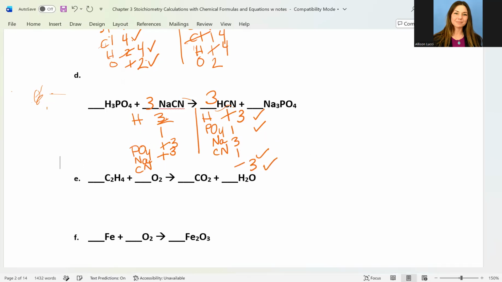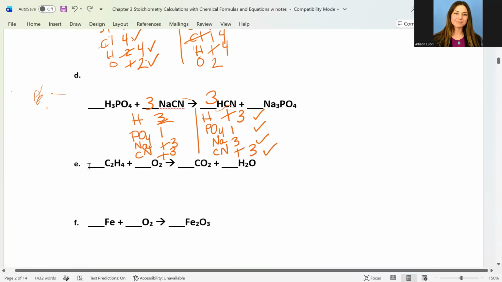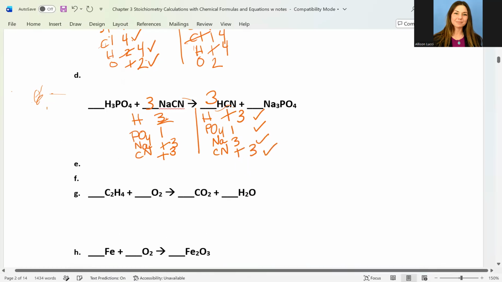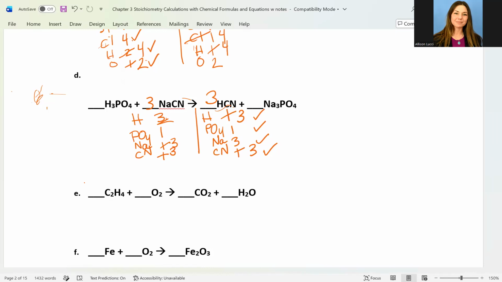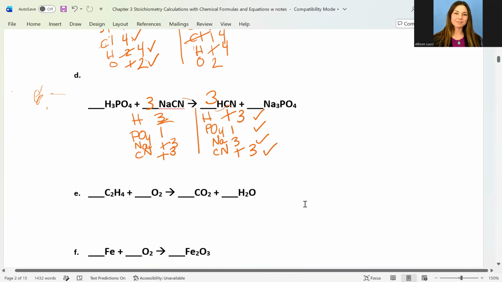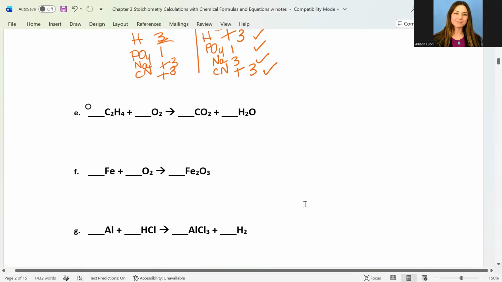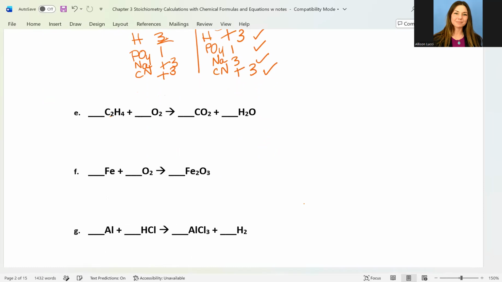Now, in this next example, we're going to learn a technique that is helpful when we see combustions of hydrocarbons. If we follow a certain order of balancing, and by that I mean we do carbon first, then hydrogen, then oxygen last on each side. And if we look at our products, they're always going to be carbon dioxide and water.